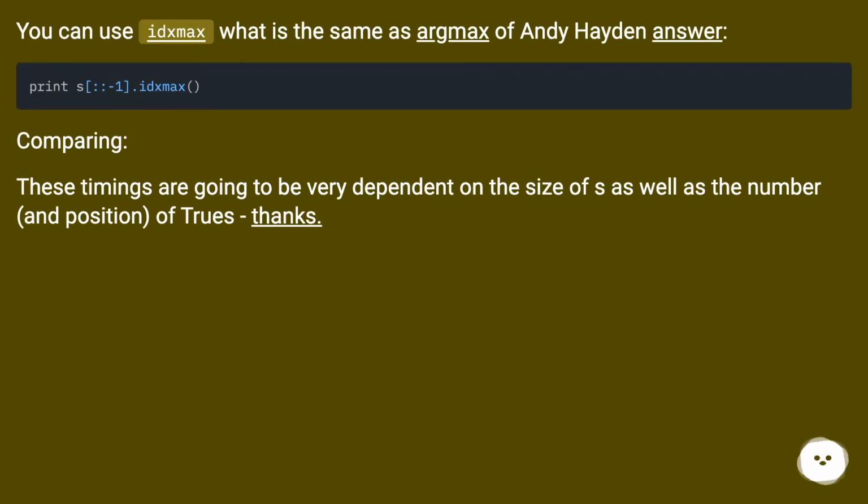You can use argmax, which is the same as argmax of Andy Hayden's answer. Comparing, these timings are going to be very dependent on the size of S as well as the number and position of Trues. Thanks.